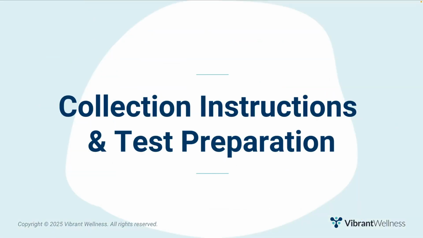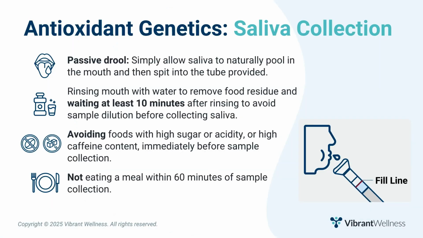Finally, let's review collection instructions and how to prepare for this test. The antioxidant genetics test is an easy at-home saliva collection. Simply allow saliva to naturally pool in the mouth and then spit into the tube provided. Note, patients should rinse their mouth with water to remove food residue and wait at least 10 minutes after rinsing to avoid sample dilution. Additionally, patients should avoid foods with high sugar or acidity or high caffeine content immediately before sample collection. For best test performance, avoid eating a major meal within 60 minutes of sample collection.